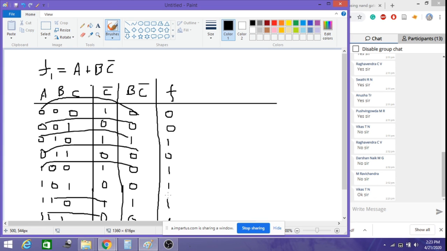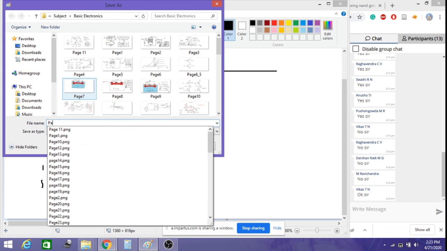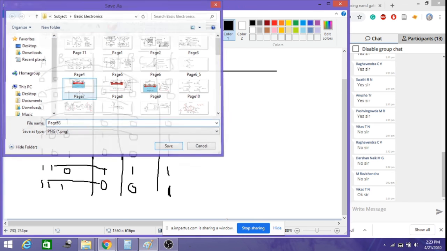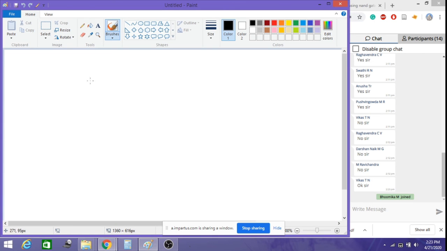So in the examination it may ask you to prove De Morgan's theorem using the truth table as well. So I'll save this page. So for example, what is De Morgan's theorem? One of De Morgan's theorems is that A into B whole bar is equal to A bar plus B bar. They will ask you to prove this, might be using a truth table.